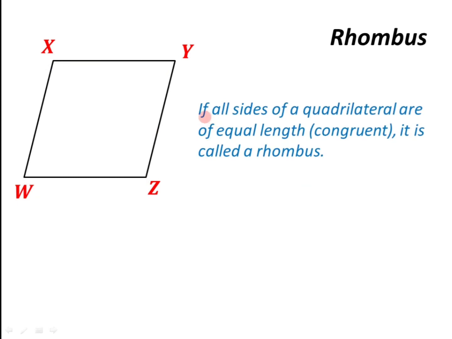And for this quadrilateral, if all sides of a quadrilateral are of equal length, then it is called a rhombus. So for this quadrilateral XYZW, if side XY is congruent to side YZ, which is congruent to side WZ, and which is congruent to side XW, then we say that quadrilateral XYZW is a rhombus. And the properties of a rhombus are there. Opposite angles of a rhombus are congruent. So this is the first property.